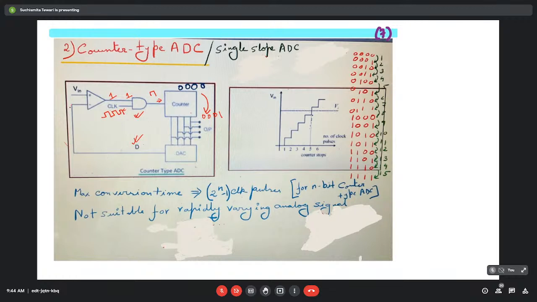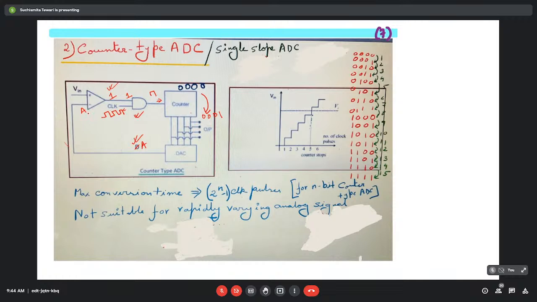And that analog output is now compared with this Vin. So if Vin is greater than this, then the output will be 1. It will continue getting the clock pulses, because 1 means the clock pulse is appearing at the output of this AND gate. The clock pulse is going to the input of this counter. So the counter is getting the clock pulses, and it will increase its count. In this way, the whole system is going to work.